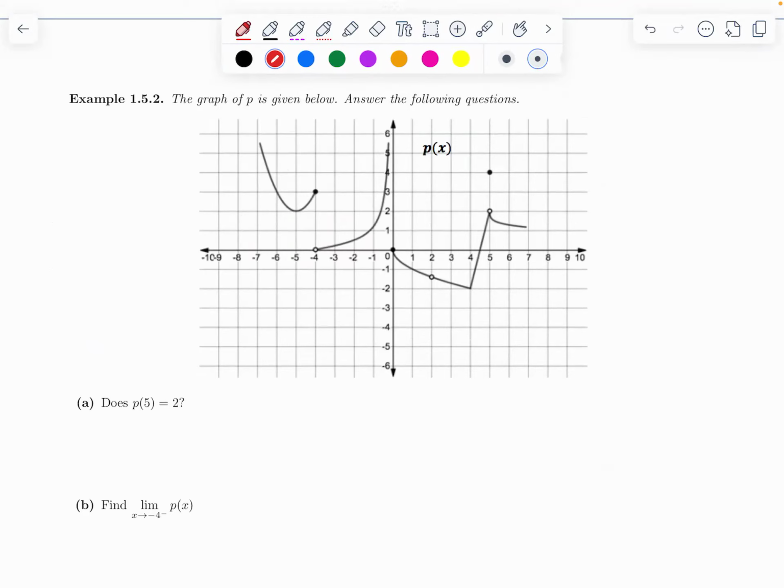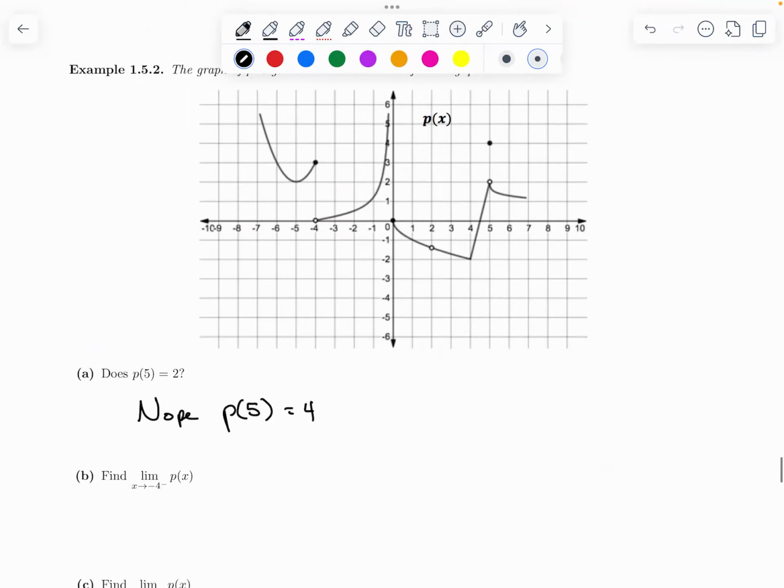Does P of 5 equal 2? No. P of 5 equals 4. The limit as x approaches 5 of P of x equals 2.